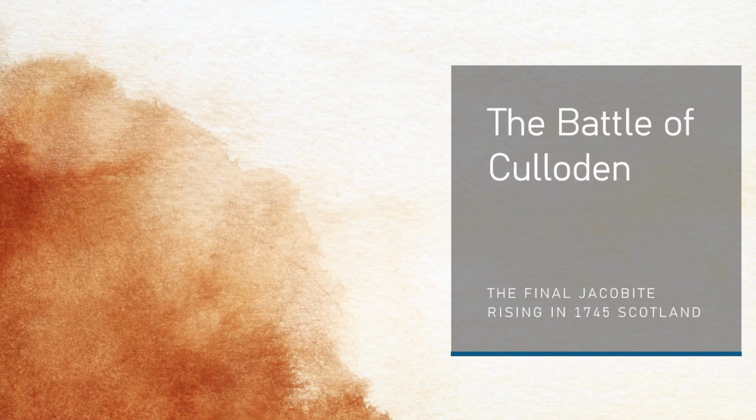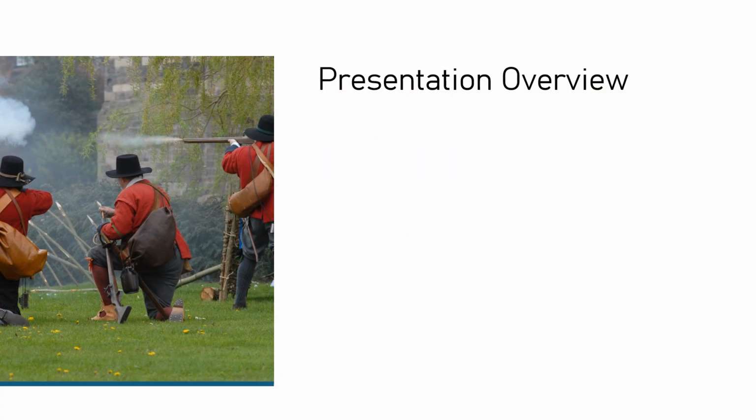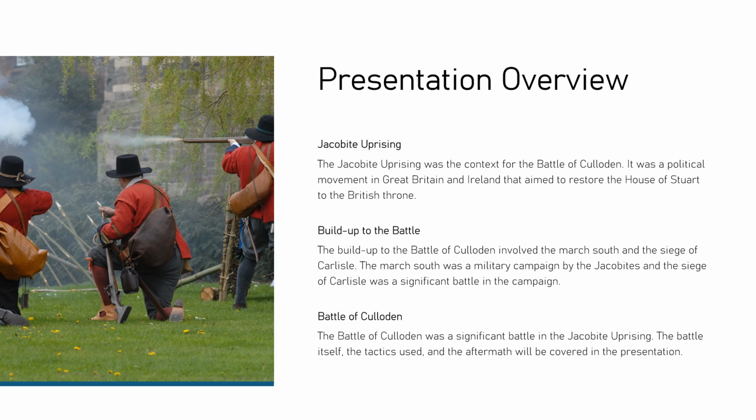The Battle of Culloden, the final Jacobite rising in 1745 Scotland. Presentation overview. Jacobite uprising. The Jacobite uprising was the context for the Battle of Culloden. It was a political movement in Great Britain and Ireland that aimed to restore the House of Stuart to the British throne.